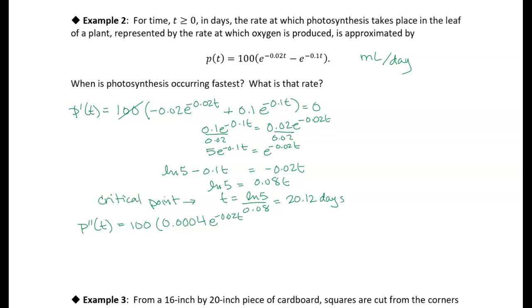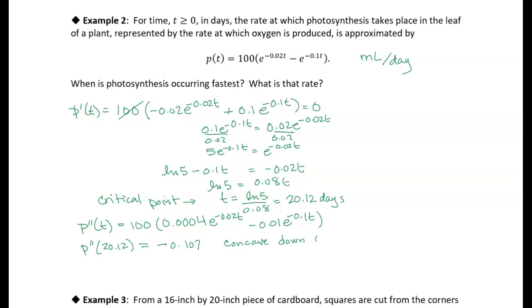And then I take the derivative of the second term. I'm going to bring down the 0.1, so I get minus 0.01 e to the minus 0.1t. Now, if I evaluate my critical point, I'm just going to put this in my calculator. I'm not going to write it all out for you. When I put it in my calculator, I got a negative 0.107, which means that it's concave down.